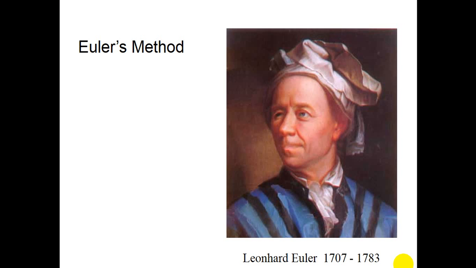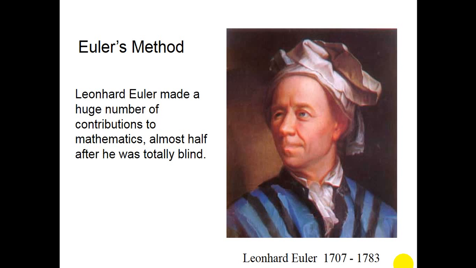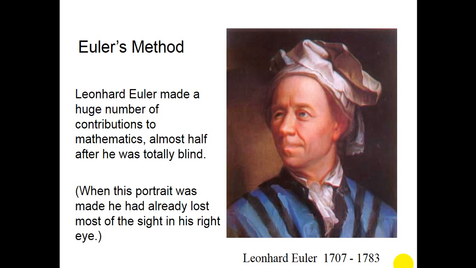Euler's method is named for the Swiss mathematician Leonhard Euler. Leonhard Euler made a huge number of contributions to mathematics, almost half after he was totally blind. When this portrait was made, he had already lost most of the sight in his right eye.